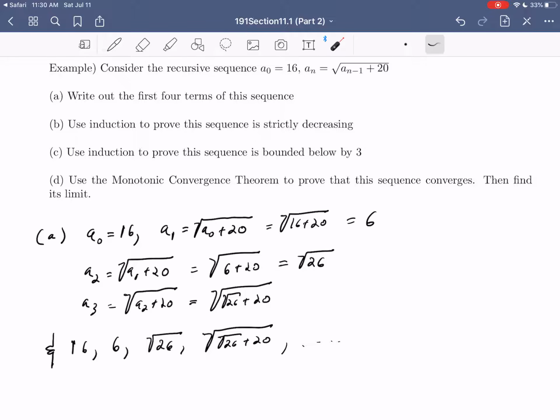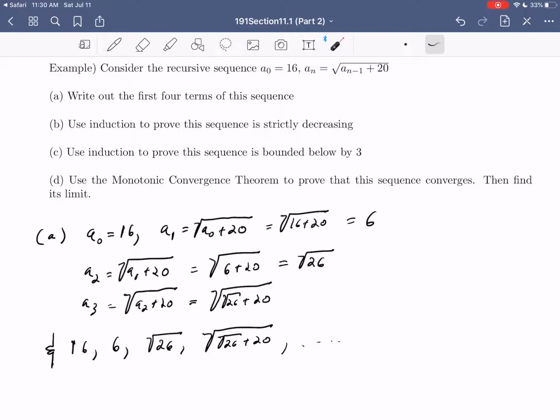Now, as you can clearly see here, while the first couple numbers are easy, the rest are going to get very messy. So it's going to be very hard to come up with an explicit formula for a sub n, right? What do these ones actually look like? Instead, we're going to get around this by using our monotonic convergence theorem.